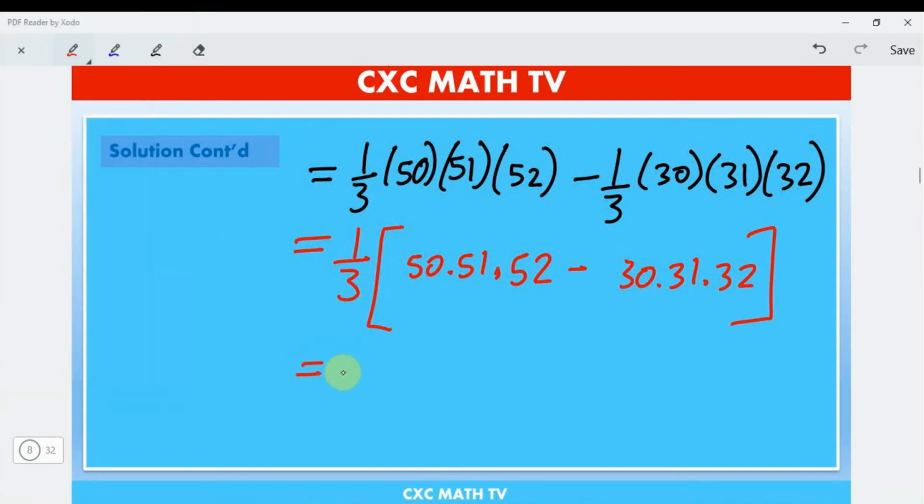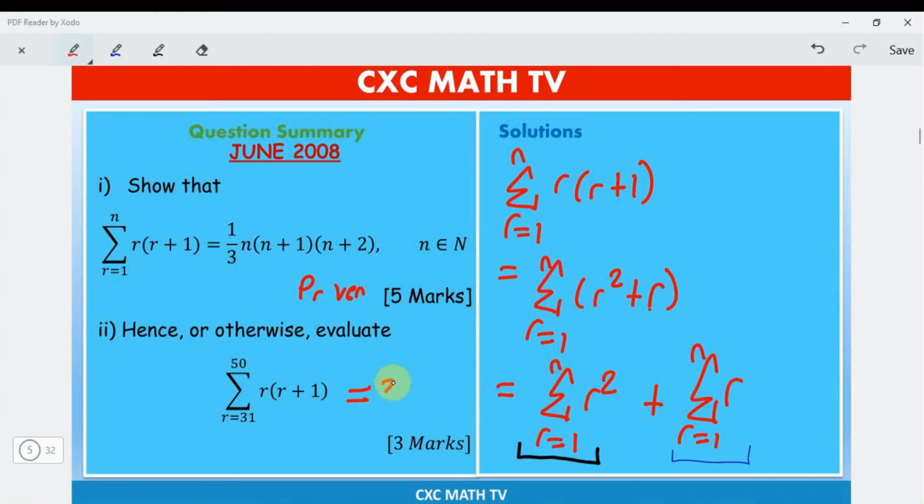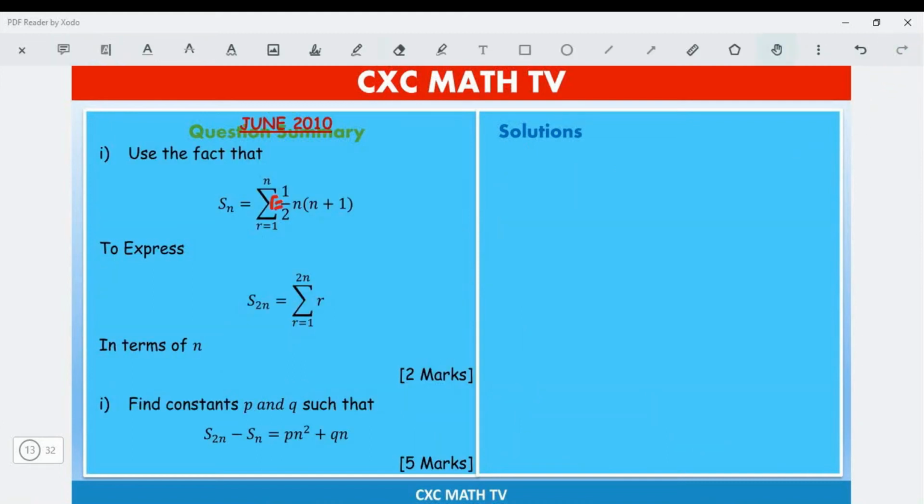34,280. So the final answer is 34,280. Alright? So that's what we're supposed to get. So we can tell them this is 34,280. Wow! And that's how you do this summation question right here. Really nice. Alright, so now this question is taken from June 2010.